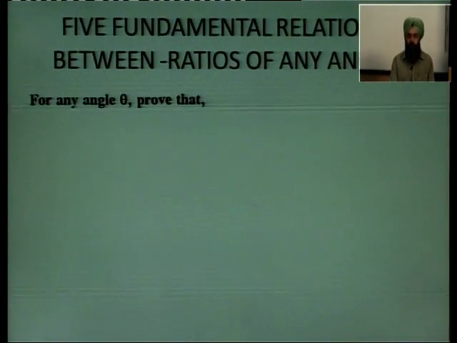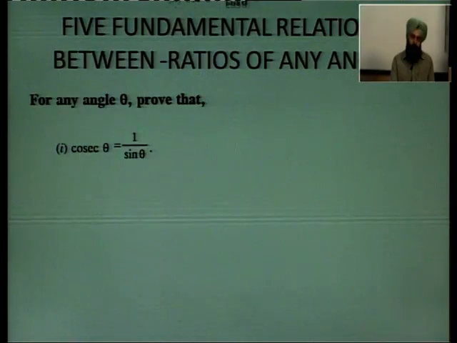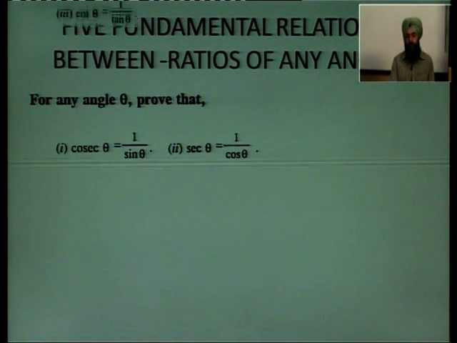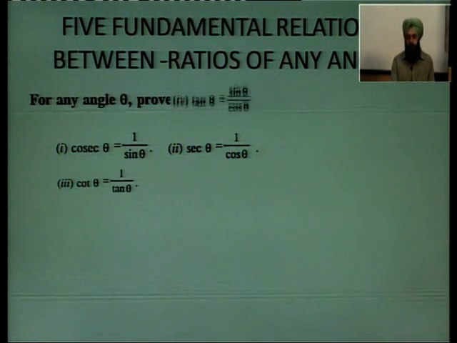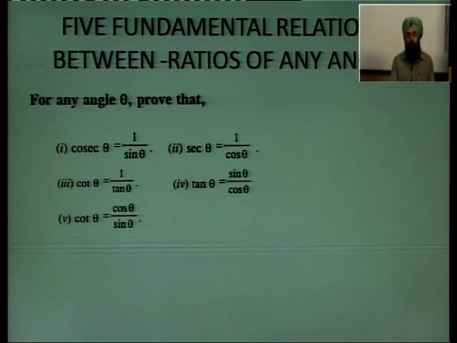Then we have 5 fundamental formulas between T ratios of any angle. For any angle theta, we have to prove that cosecant theta is 1 over sin theta, secant theta is 1 over cos theta, cotangent theta is 1 over tan theta, tan theta is sin theta over cos theta, and cot theta is cos theta over sin theta.